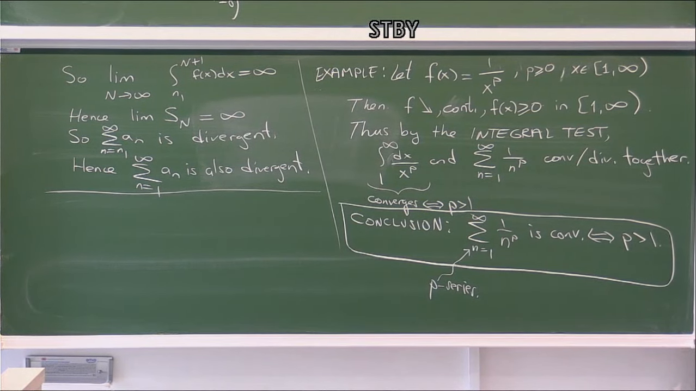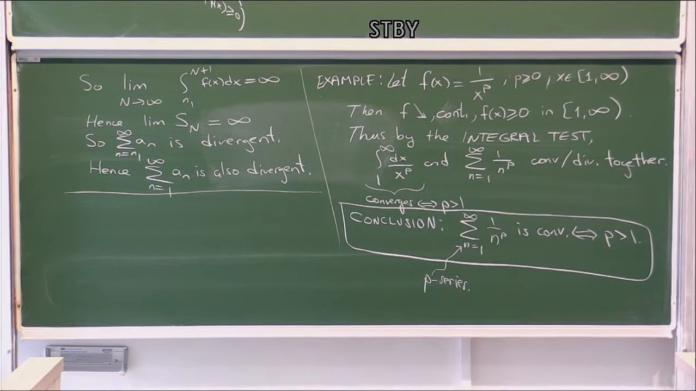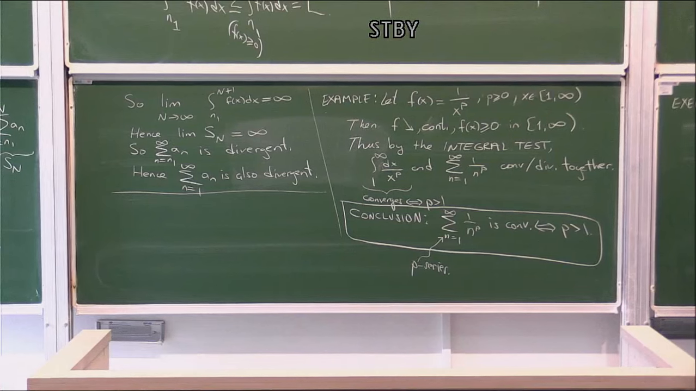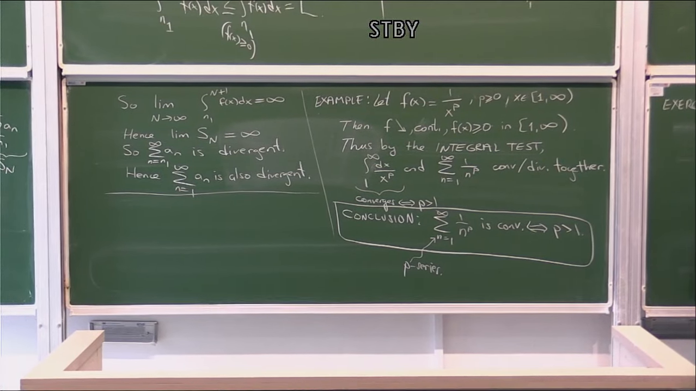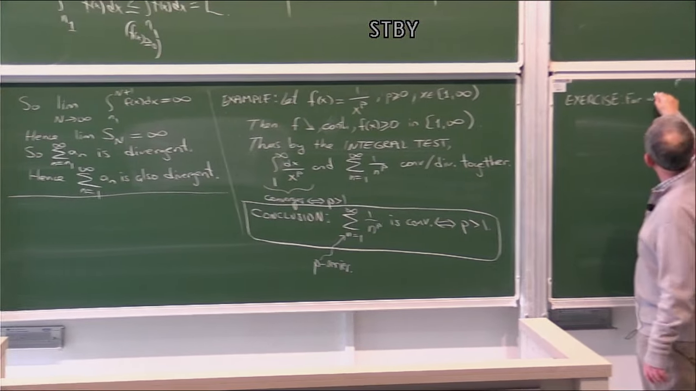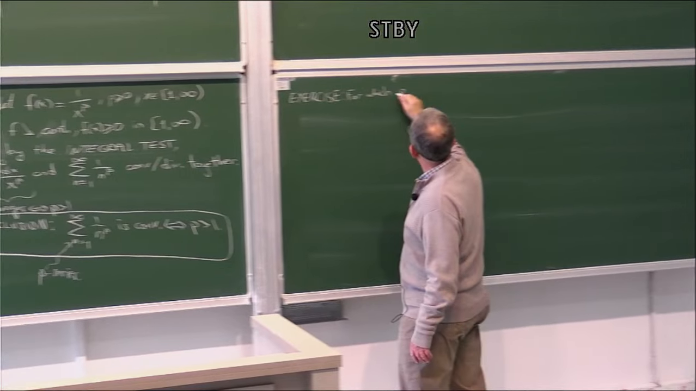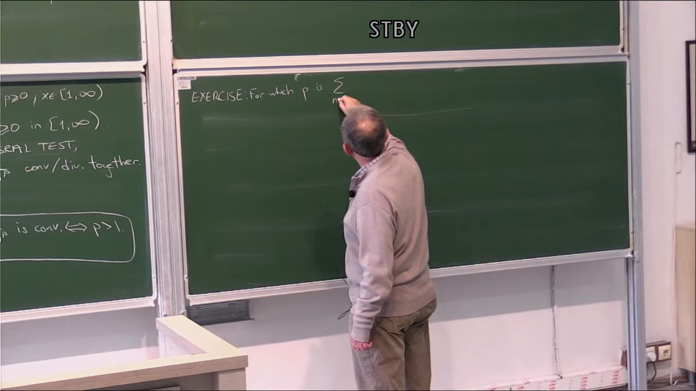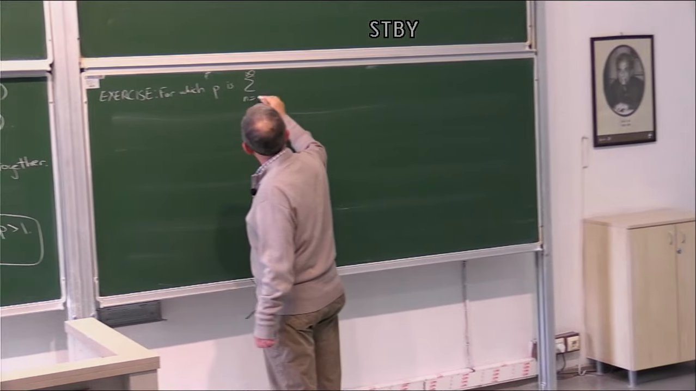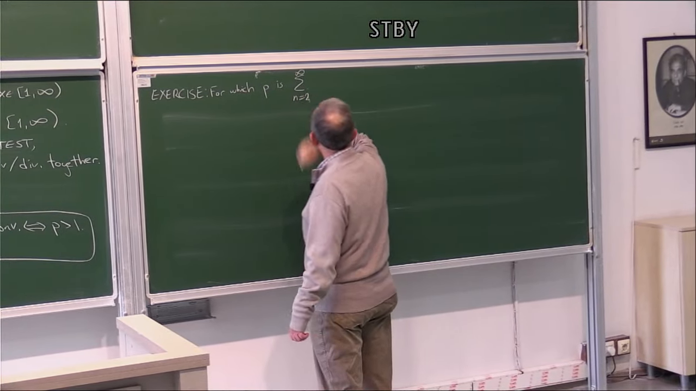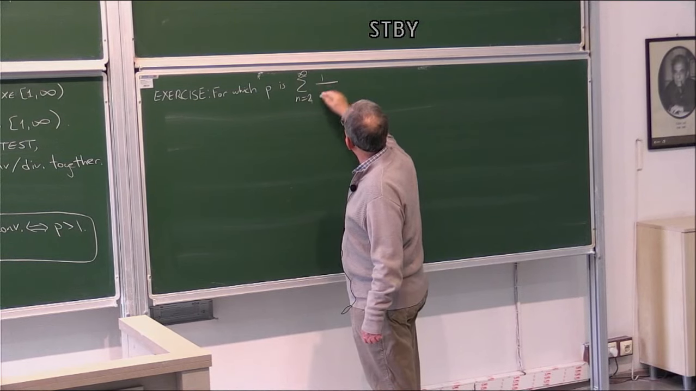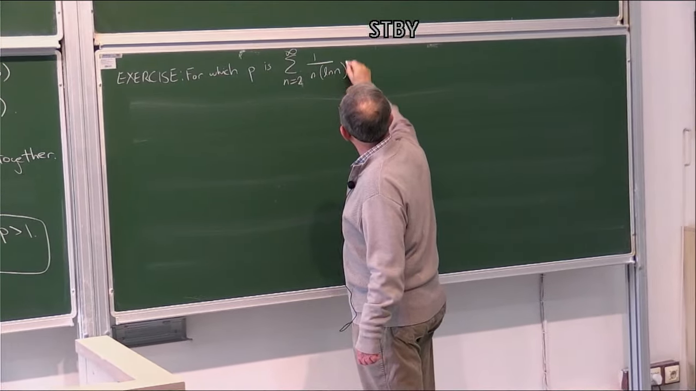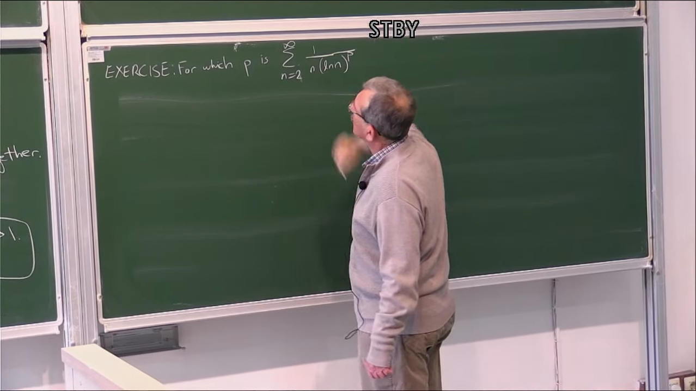Now, you can try as an exercise, for which p is the series, maybe we should start n from 2, 1 over n times logarithm n to the power p, convergent.